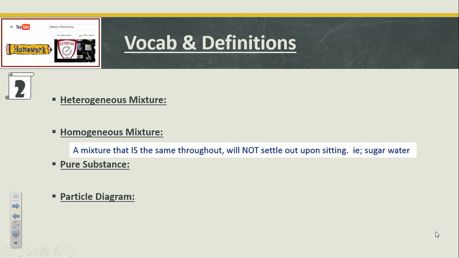Now, homogeneous: it's a mixture that is visually the same throughout. It doesn't settle out upon sitting, and it'd be like sugar water. You take your sugar and you add it to the water, and you know it's a mixture, but no matter how long that glass of sugar water sits on the table, assuming nothing evaporates, it will look the same. So you can't see it settle out. Those can be tricky to identify sometimes.